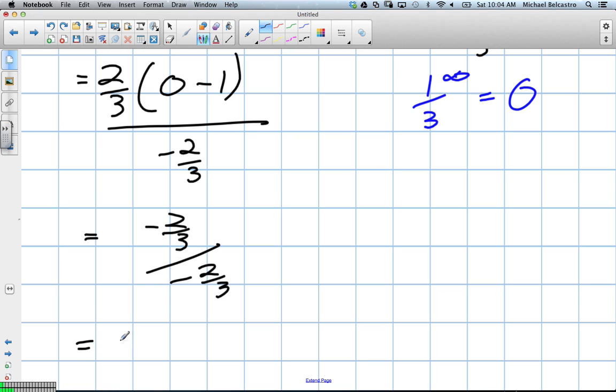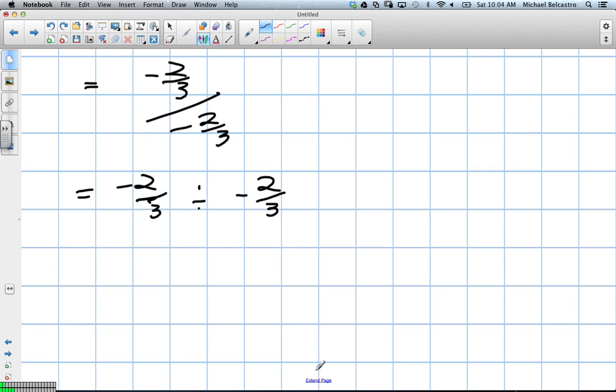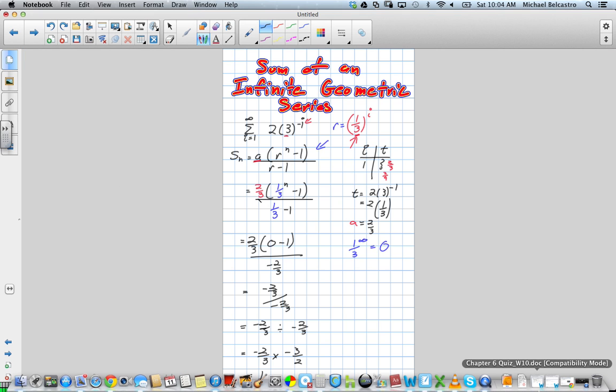And we'll just rewrite this as fractions. 2/3 divided by negative 2/3. Does this make sense? Okay. We invert and multiply. Negative 2/3 times negative 3/2. Negative times a negative is positive. In the end, we end up with just a value of 1. Yep, that makes sense.